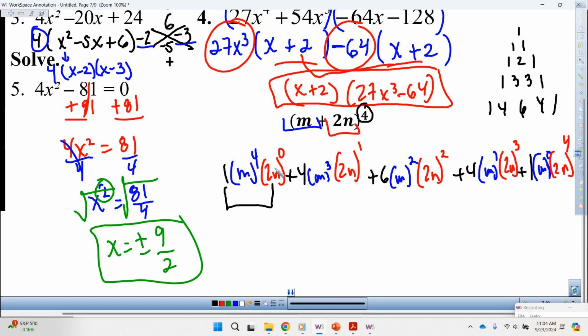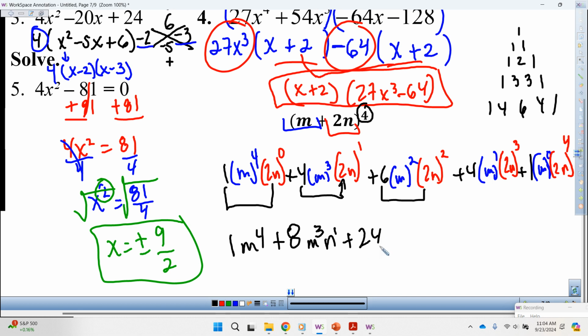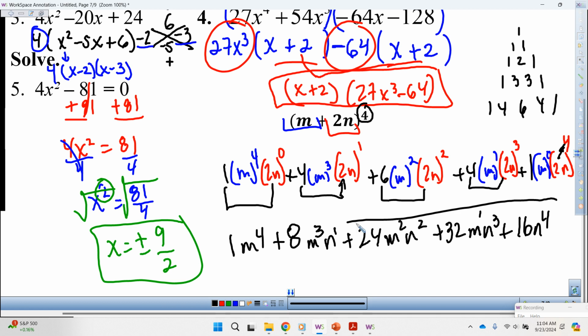So, 1 times that, which is 1, is 1. M to the fourth is m to the fourth, plus 4 times this, which is to the first, that's 8, m cubed, n to the first, plus 6 times 2 squared, that's 4, that's 24, m to the second, n to the second, plus 4 times 2 times 2 times 2 is 8, that's 32, m to the first, n to the third, plus 1 times 1 times 2 to the fourth, which is 16n to the fourth.